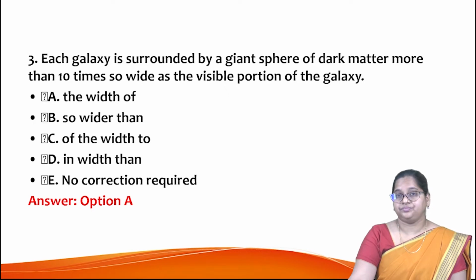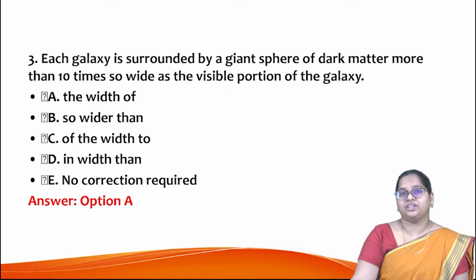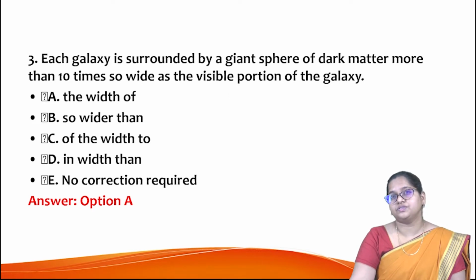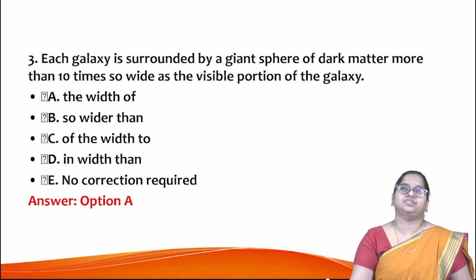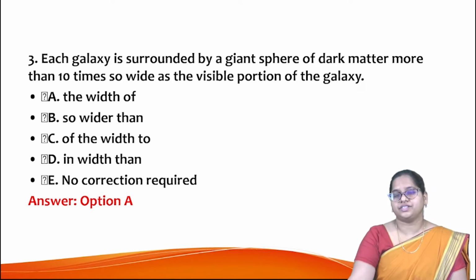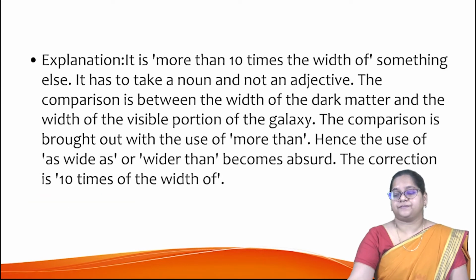So no correction required? Yes, the correction is required. And what's that correction? The width of something. What is the width of something? The width of the visible portion of the galaxy. This is the right answer. Option A is the right answer. Next. So you can understand like that.